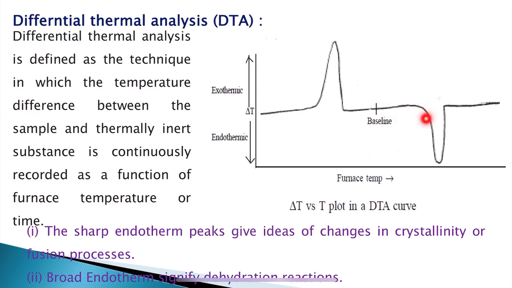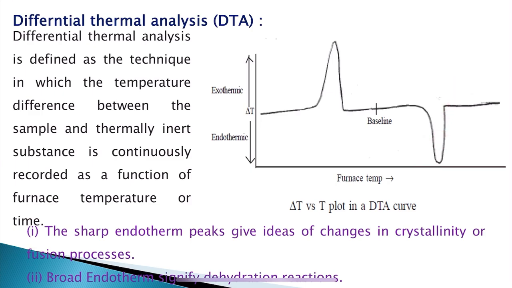The DTA curve, that is the differential thermogram, consists of a record of differences between sample and reference temperature, that is delta T versus furnace temperature. The shape and size of the peaks furnish good information about the nature of the test sample. So here is how the curve is observed.